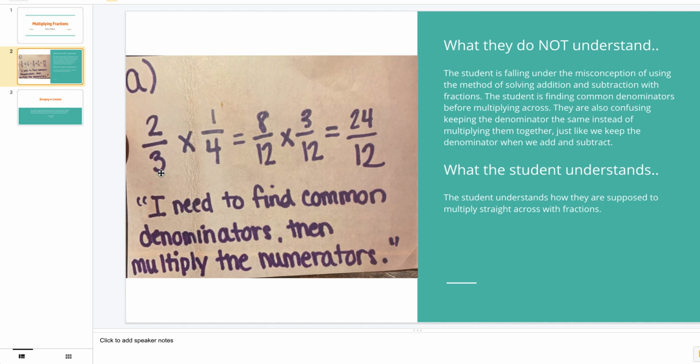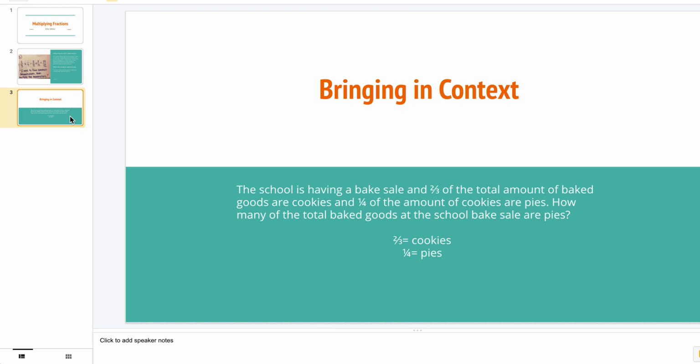So what I'm going to do is create a context and show them how we're going to take apart a fourth of this 2/3 instead of combining these. What is this combination? But they do understand that we're supposed to go straight across. So that's also something that they understand.